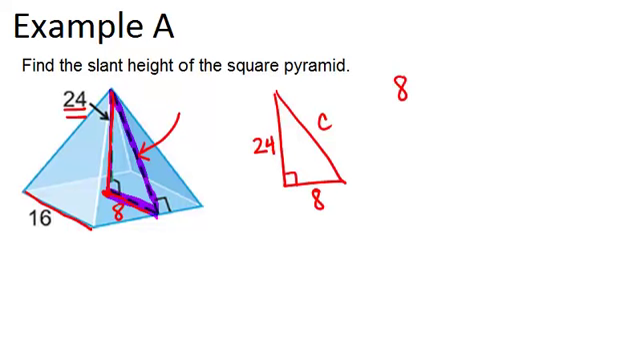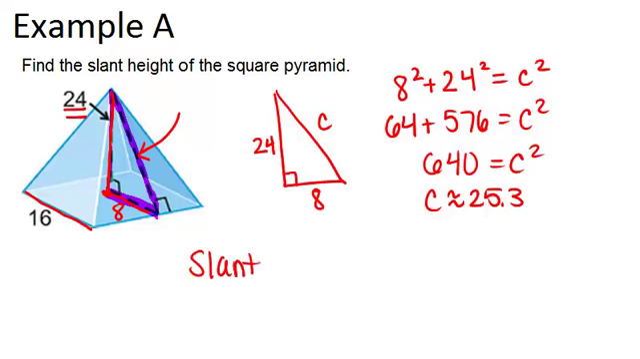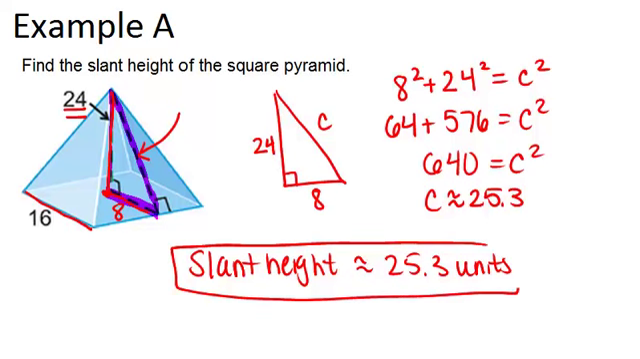So to do that, we will do 8 squared plus 24 squared equals C squared. So we get 64 plus 576 equals C squared, which means that 640 equals C squared. So C is approximately 25.3. So that means that the slant height, because that's what we were solving for, is approximately 25.3 units. And you'd want the slant height if you were trying to figure out the surface area of the pyramid, because you'd need to know the height of the triangle to find the area of the triangle in order to find the area of all the faces for the surface area.